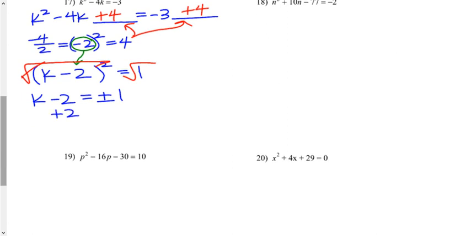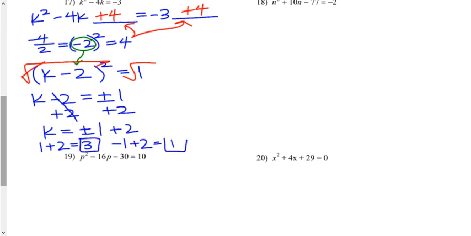Then I'm going to add 2 to both sides, and I get k equals plus or minus 1 plus 2. And don't stop there, I can actually do that math. So positive 1 plus 2 gives me 3, and then negative 1 plus 2 gives me 1. Those are my two answers. All right, keep it going.